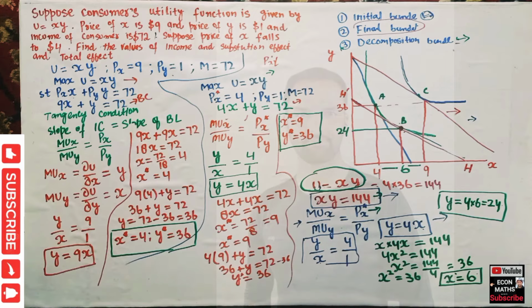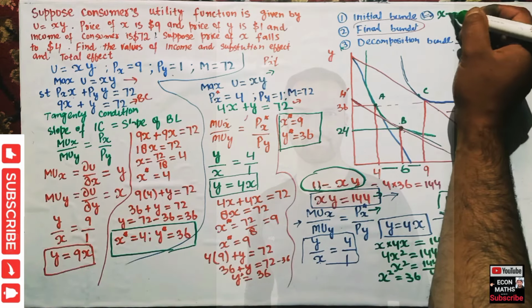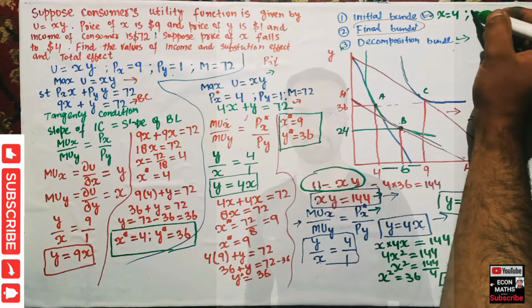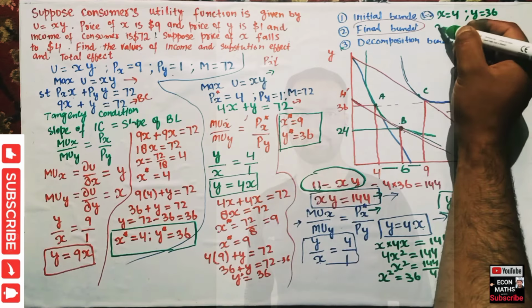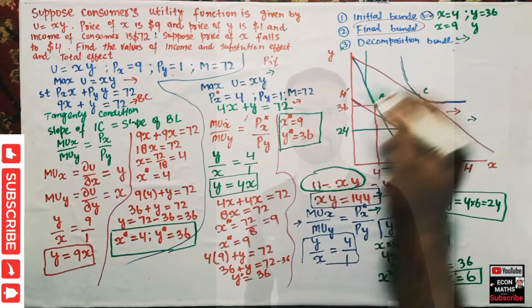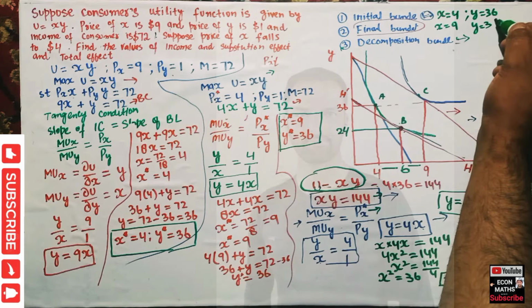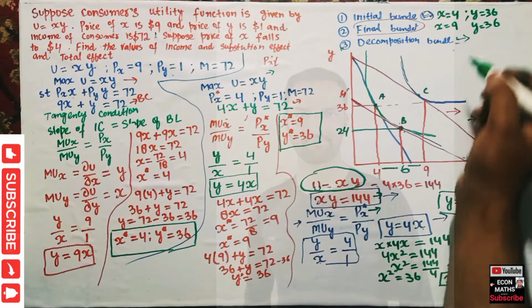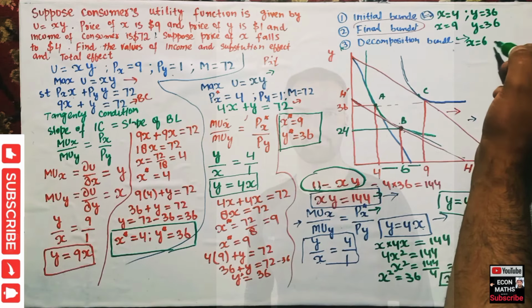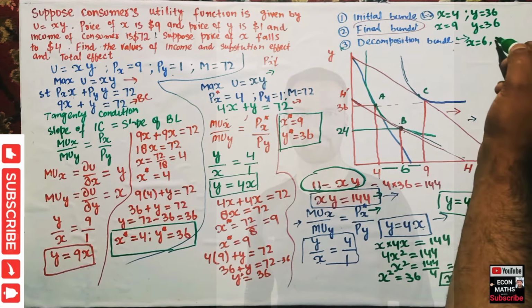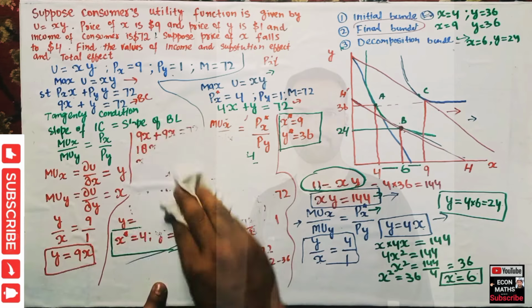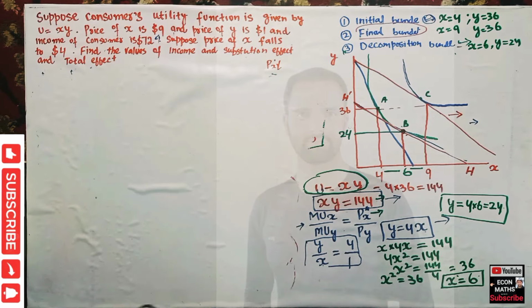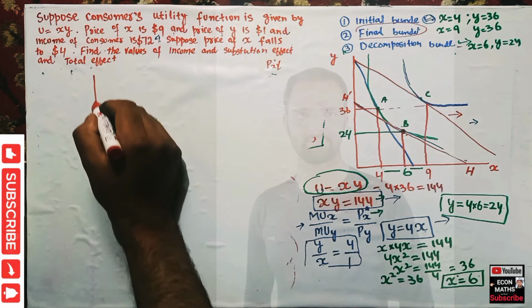And so what was our initial consumption bundle? x was 4, y was 36, and the final bundle was x was 9, y was 36, and what was our decomposition bundle? That was x was 6 and y was 24. Okay, I will write it here so that I can rub this out. Now let's draw the graph again.